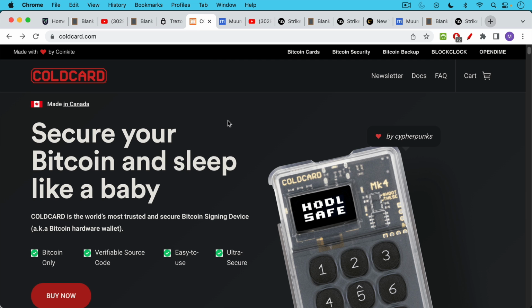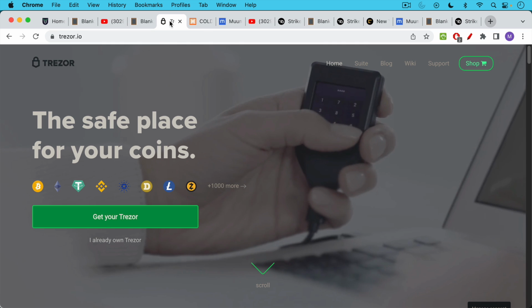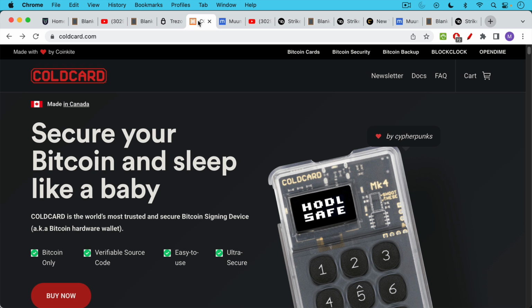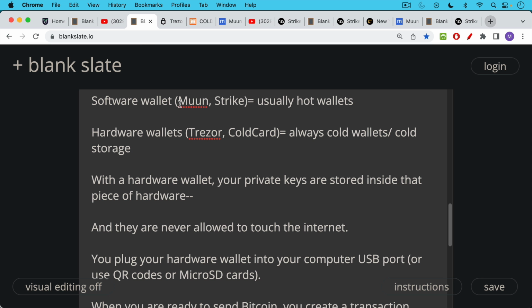This is the Coldcard, which is my favorite. Trezor is a little bit more for beginners. It's very intuitive. Coldcard is really when you want to step it up a level. And I do talk a lot about Coldcard in my paid courses. The key thing about these hardware wallets, they're never allowed to touch the internet.